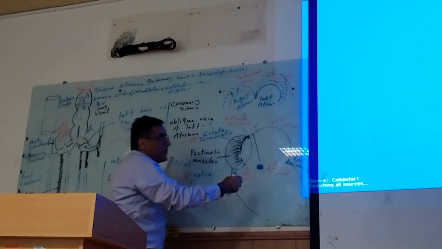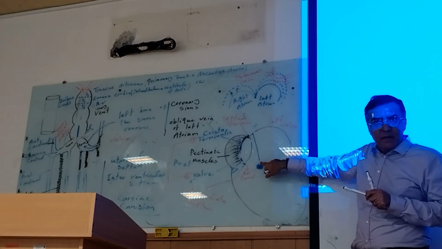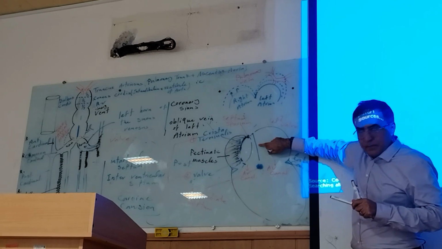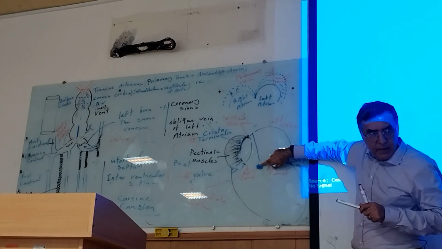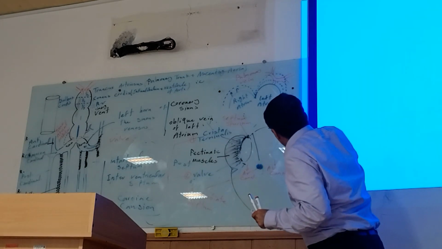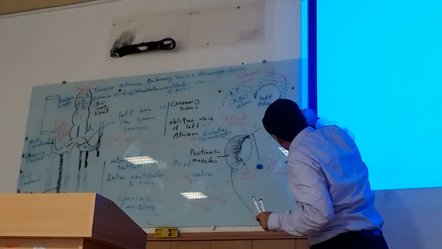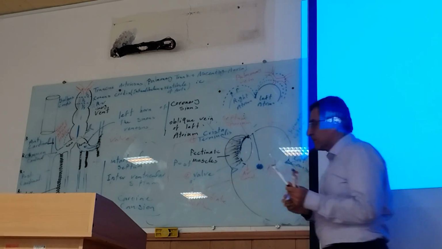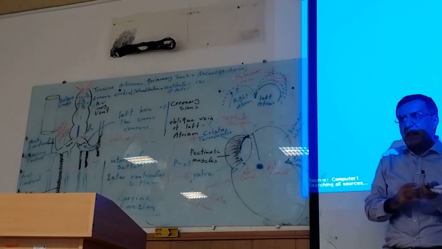Here, we have a temporary opening between the lower edge of this primary septum and the inferior cushions. This is named the primary ostium. It is a very temporary opening, an orifice.